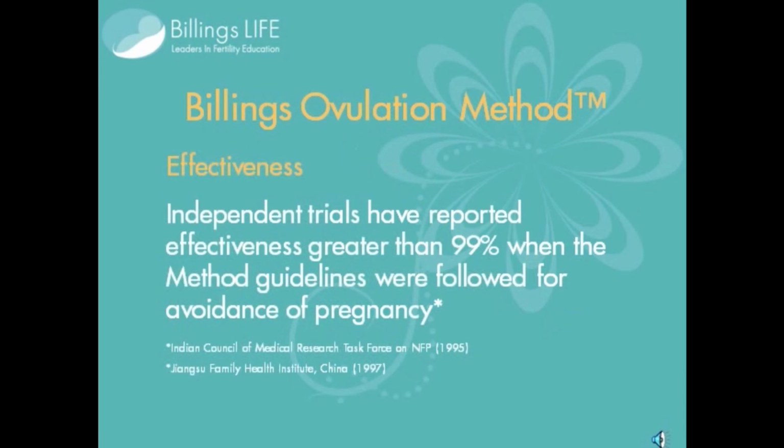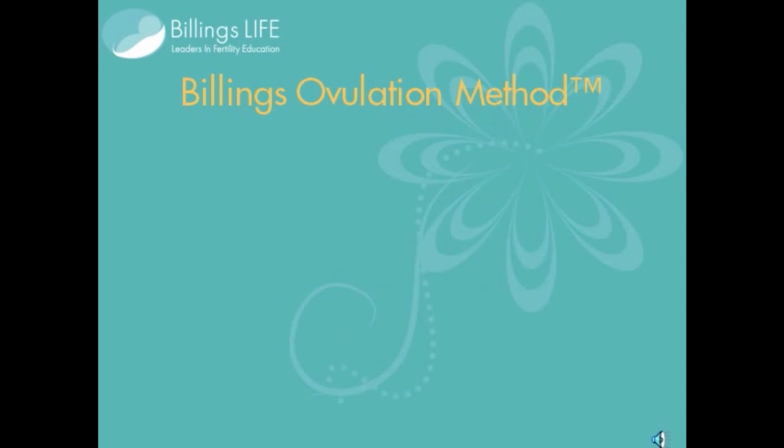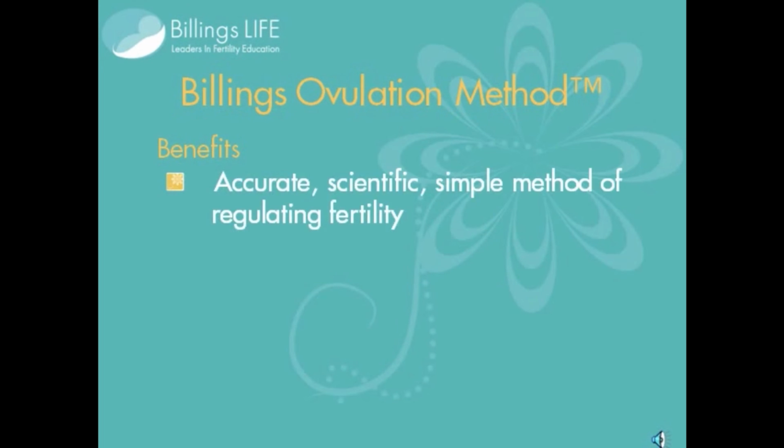Independent international trials have shown the Billings ovulation method to be better than 99% effective for avoiding pregnancy when the guidelines have been followed. Couples using the Billings ovulation method to plan their family naturally can attest to its many benefits. It is the most thoroughly scientifically researched method of family planning available today.